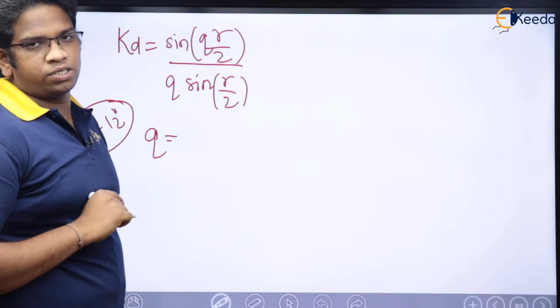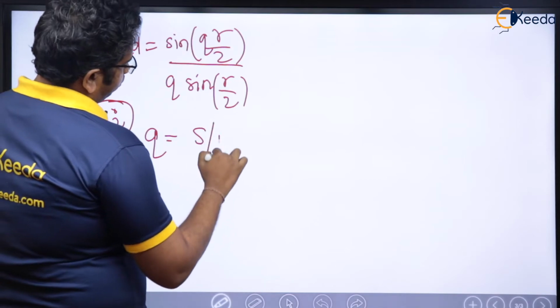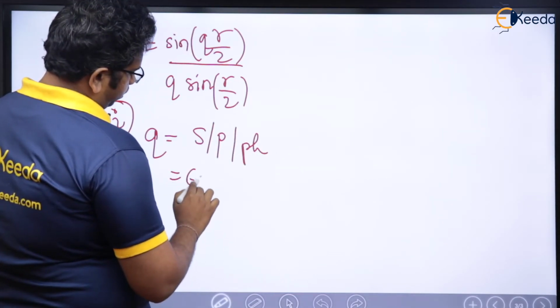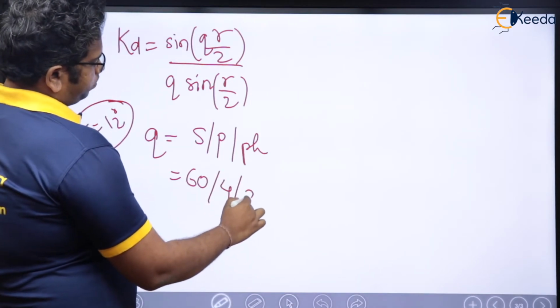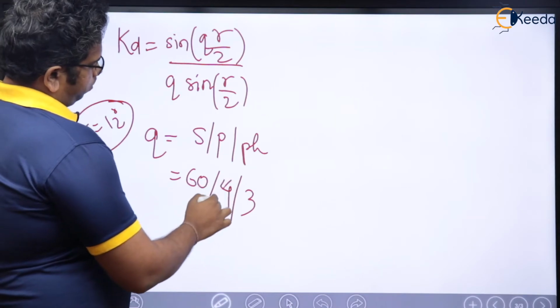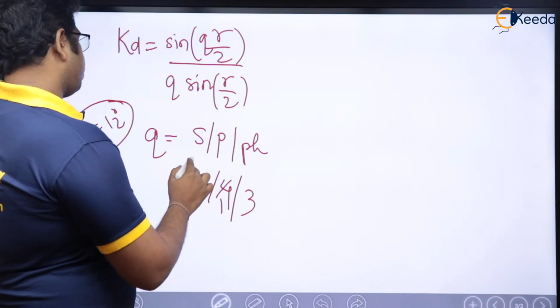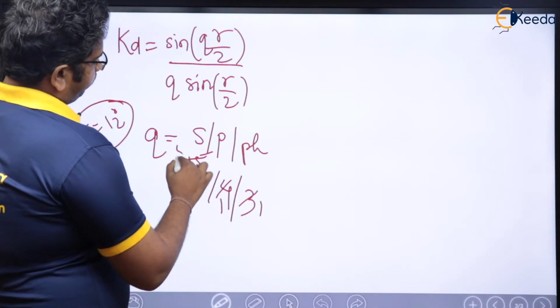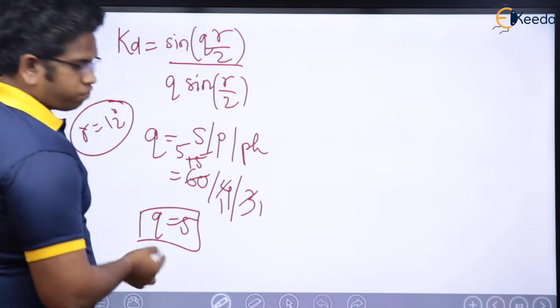What is Q? Very simple. Slots available for distribution, or we can say slots per pole per phase. How many slots are there? 60 slots we have seen. Poles is going to be 4 and phases are going to be 3. If you divide this, what do you get? 4 15s are 60. And then you have 3 1s are 3, 5s are 15. So you got Q equal to 5.